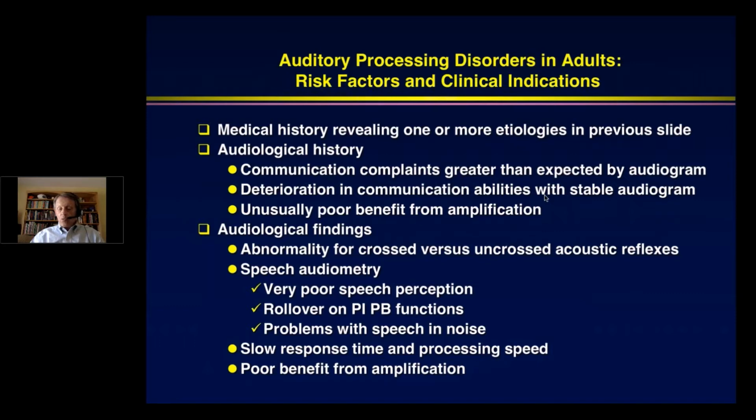Audiological findings. That is, what audiological findings would make you really be concerned about auditory processing disorder in an adult? Well, if they have normal ipsilateral reflexes and their contralateral or cross reflexes are absent or grossly elevated compared to the ipsilateral, suspect auditory processing disorders. Very poor word recognition, particularly in the presence of not that great a hearing loss on the audiogram. Rollover on word recognition. So at the highest intensity levels, their scores on word recognition are poorer than at lower levels. Or, and this is a very common problem, problems with speech and noise.